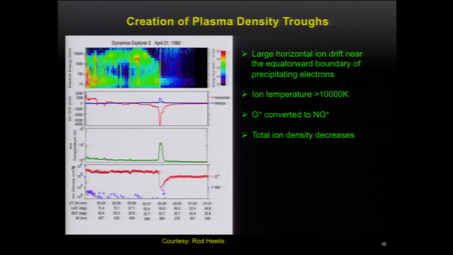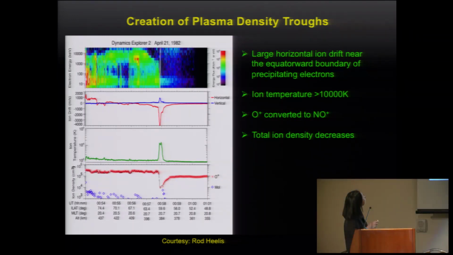Here is a beautiful example from the Dynamics Explorer 2 data. This is the electron energy spectrum, so the plasma sheet precipitation, and here is the inner magnetosphere region. The red curve here is the horizontal ion drift. In this case, it reached 4,000 meters per second, so the electric field is 200 millivolts per meter. The third panel is the ion temperature.